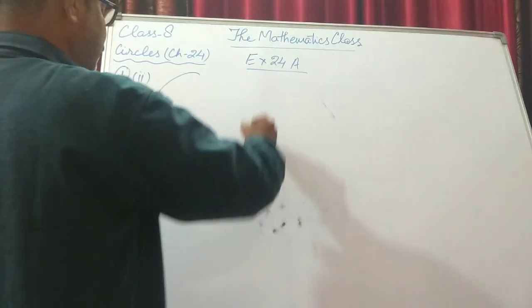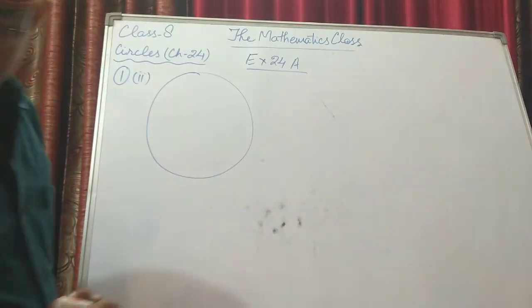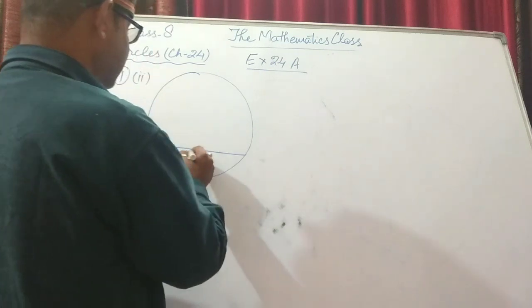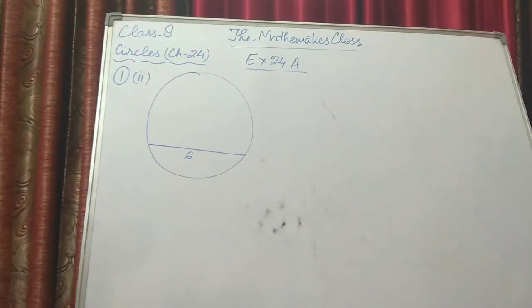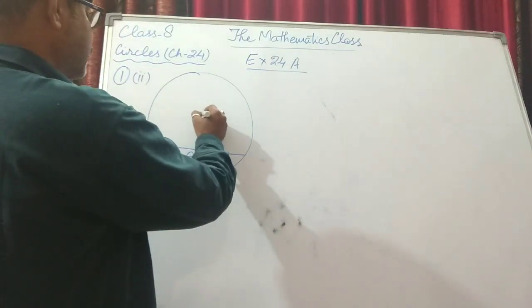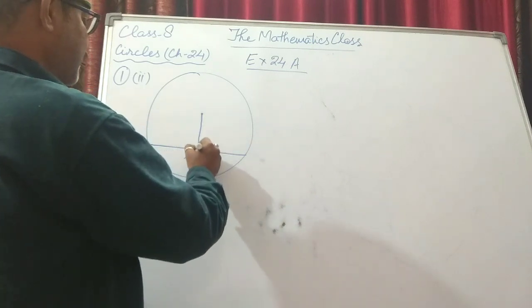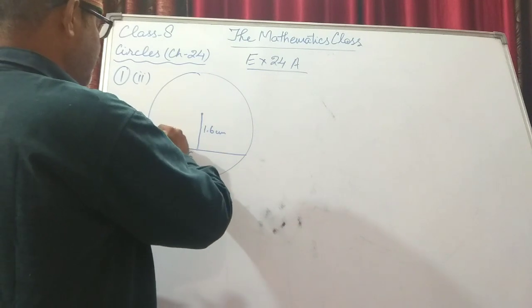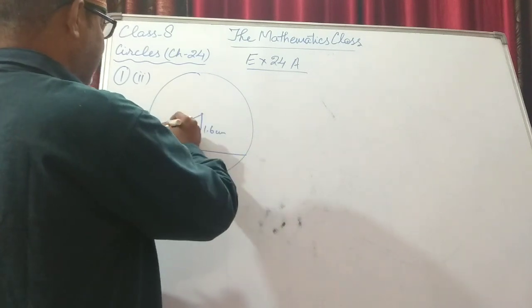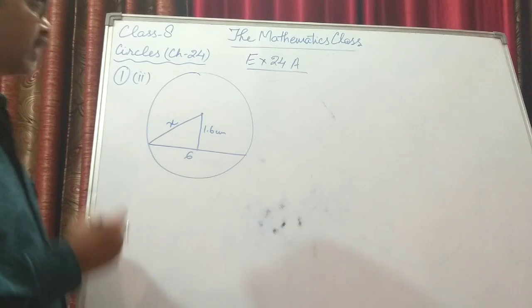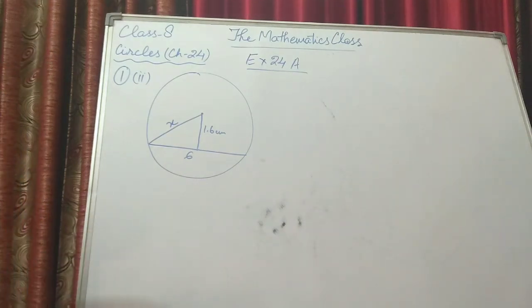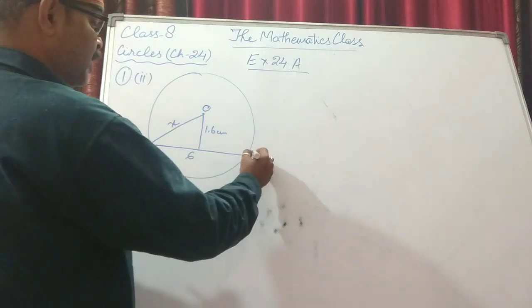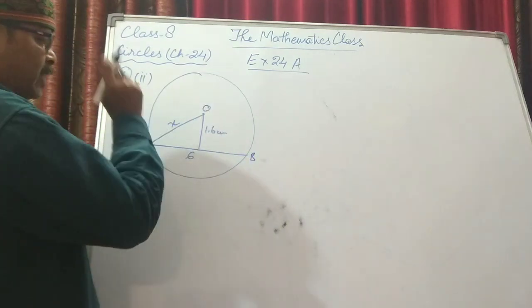There is one circle given, and there is a chord whose length is 6 centimeters, and its distance from the center is 1.6 centimeters. You have to find this value X, which is the radius. The center is O, and the chord is AB. Now we have to find the value of X.